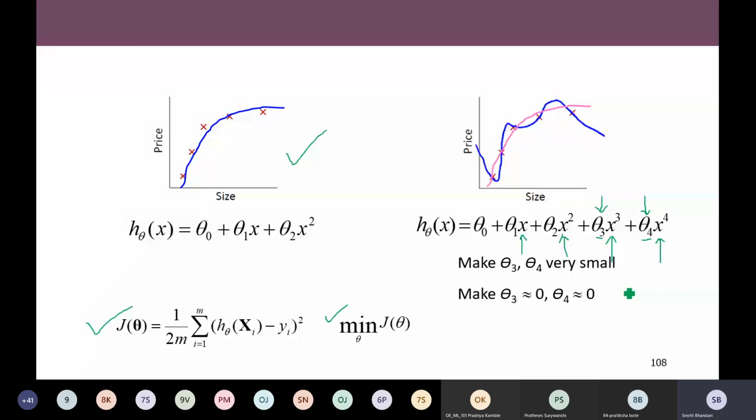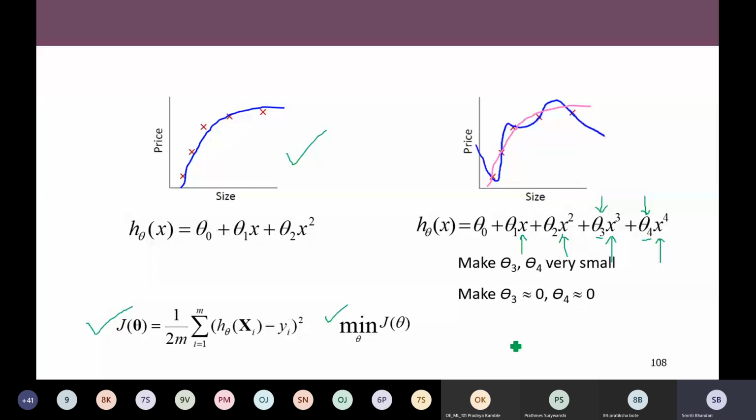Instead of eliminating the features, we just want to control those features, or control the contribution of those features. And how to do that? We may modify our original cost function a little by adding the regularization term into that.